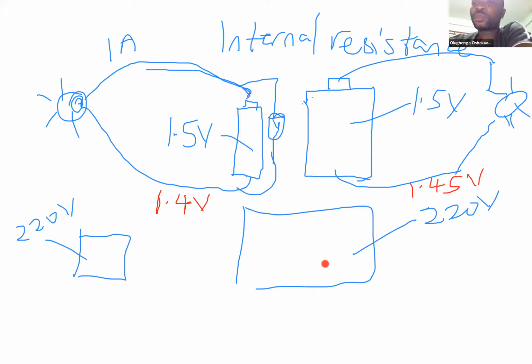But I just want to point out that when current flows out of a voltage source, the voltage from that source reduces. It is only in ideal situations where the internal resistance is 0 that current flows out of the battery without a reduction in voltage.